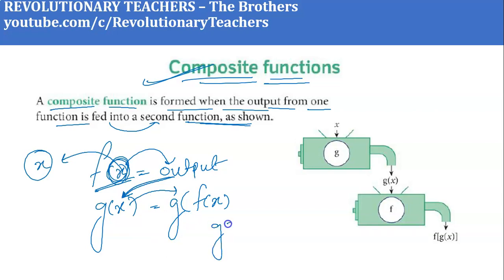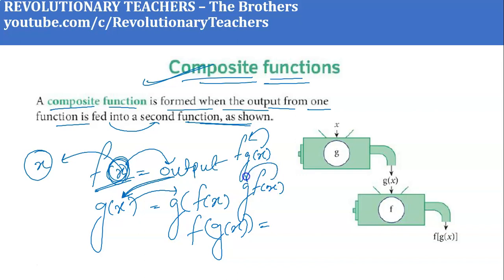Suppose I took g first and substituted it in the function, I will get output, right? So depending on the function which we are substituting, we have f of g(x), meaning g substituted in f, and g of f(x), f(x) substituted in g.